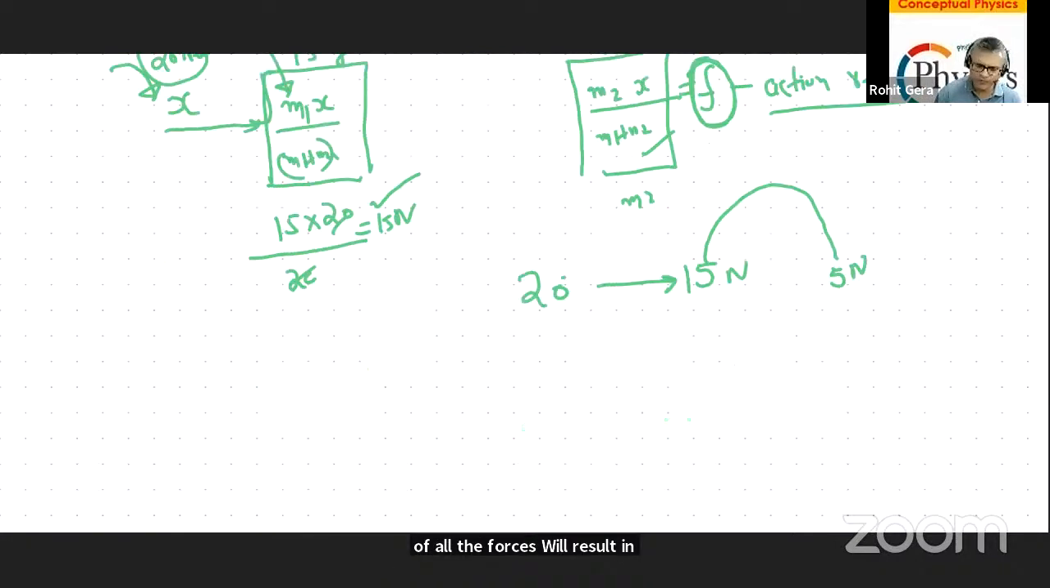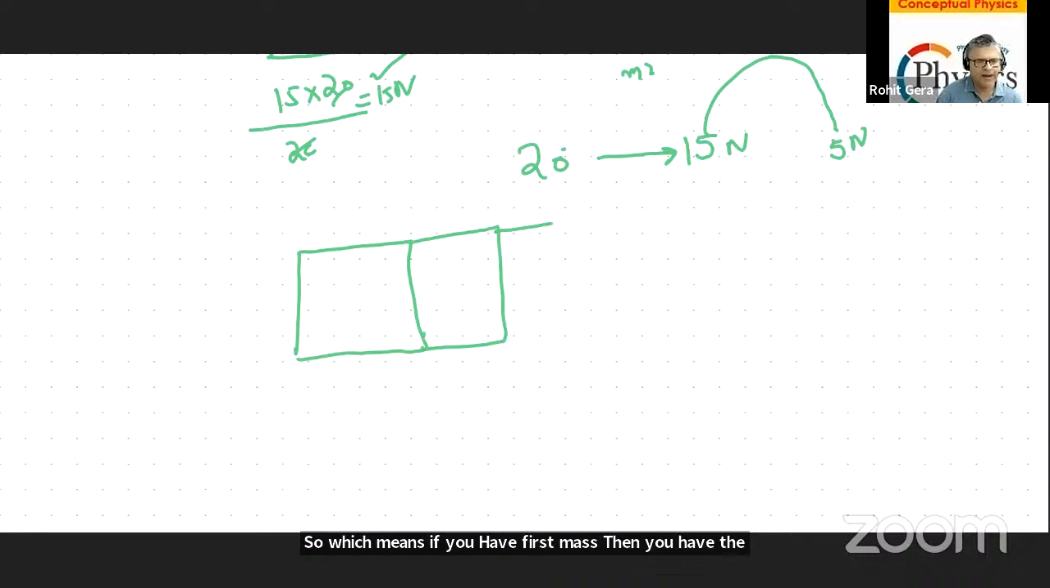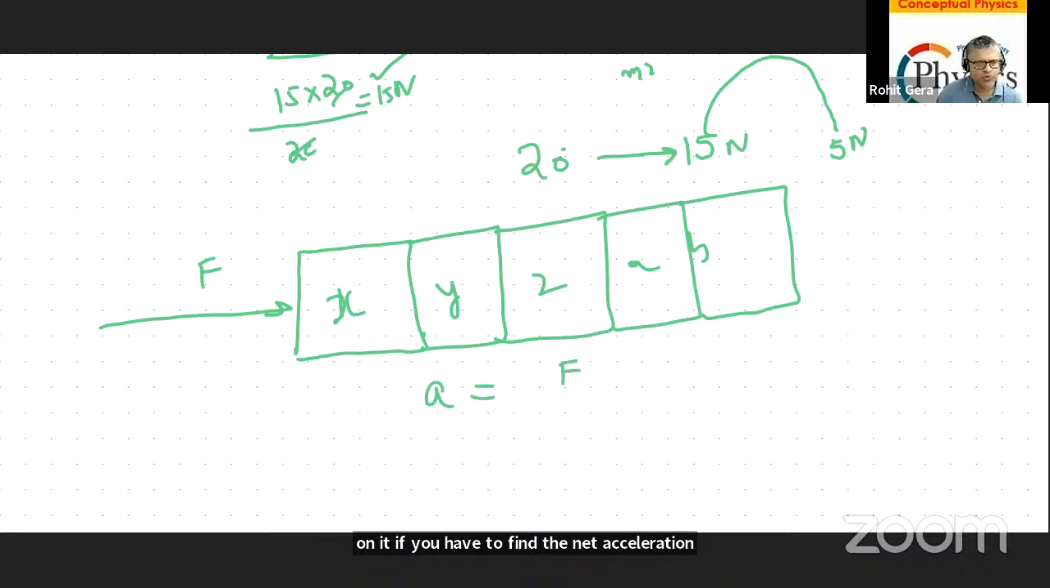So which means if you have a first mass, then the second mass, a third mass, a fourth mass and a fifth mass, right? For example, X, Y, Z, A, B kg, and you have an external force acting on it. If you have to find the net acceleration, straightforward, right? F upon x plus y plus z plus a plus b meter per second square. This is the acceleration of the whole system.